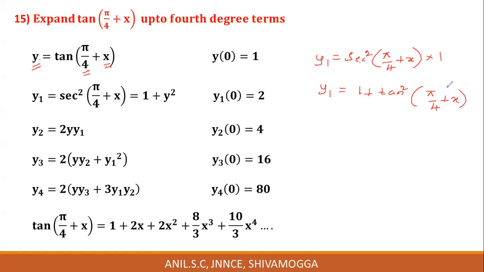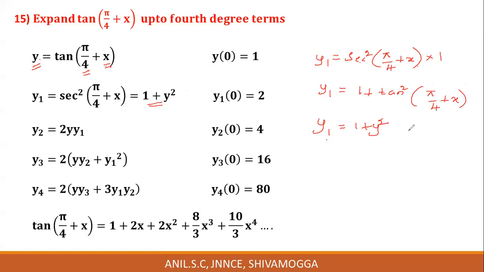To make the problem simple, we can simplify this. Therefore, y1 is equal to 1 plus tan(pi/4 plus x) whole square. And tan(pi/4 plus x) is denoted by y. Therefore, this is y square. y1 is equal to 1 plus y square. That's what I have written here.